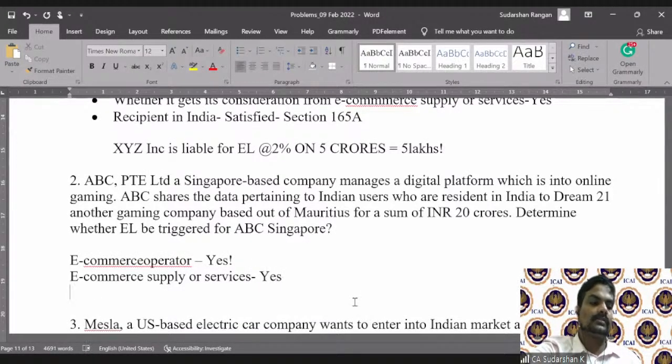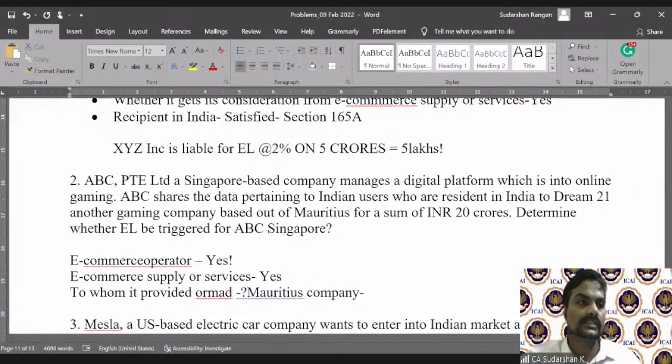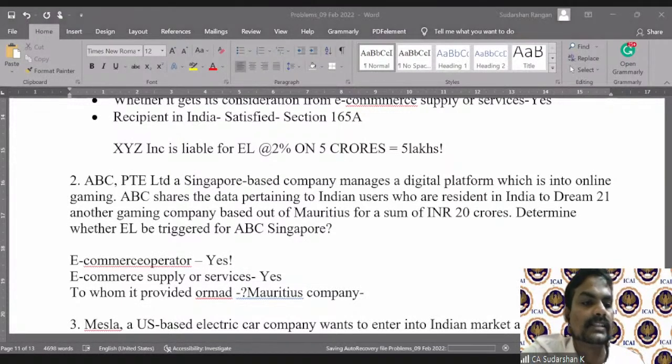The next question is to whom it is provided or made. This is not made to a person resident in India, this is made to a Mauritius company. So can I now say equalization levy won't attract? Now let's look at this. Let's go back to the charging section 165A.